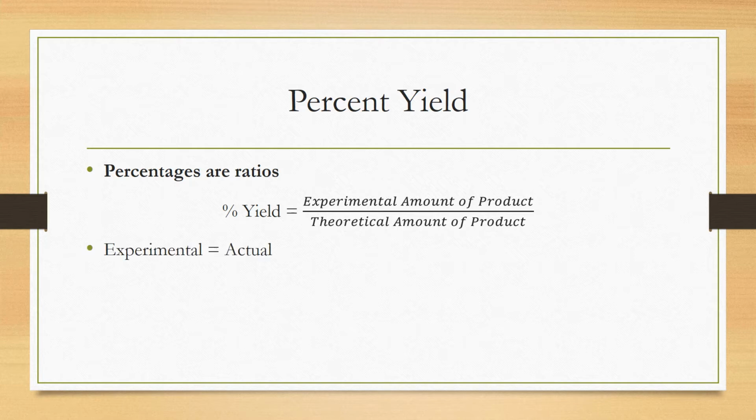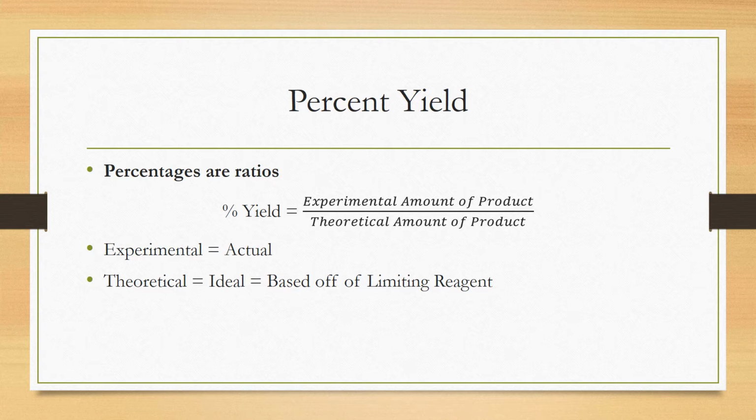If you don't like the word experimental, if that confuses you a little, consider the phrase actual. It's how much you are actually making when you enter the lab. It's how much you actually created based off of the word problem information. And if you don't like the word theoretical, consider the phrase ideal. If we lived in a perfect world and every single reactant turned into the product, how much could we make? Now this is based off of the limiting reagent.